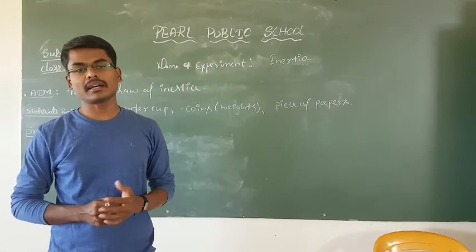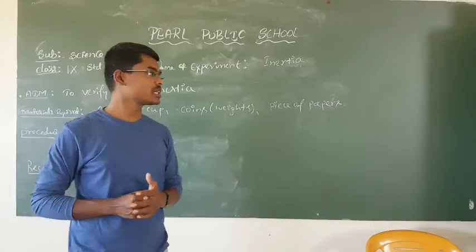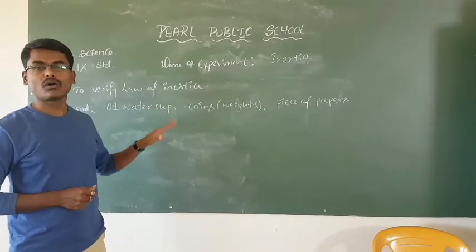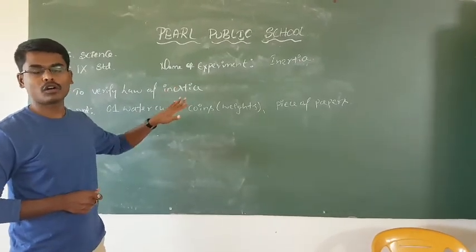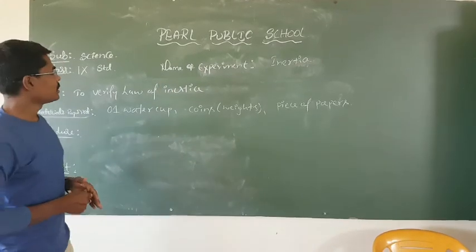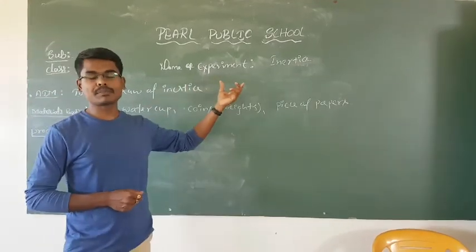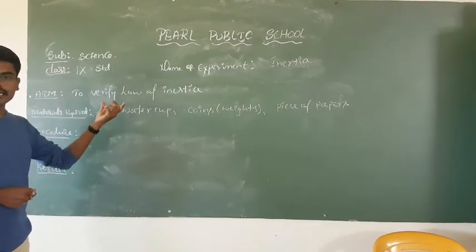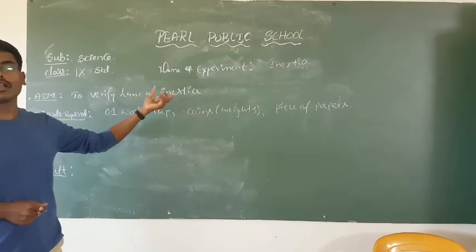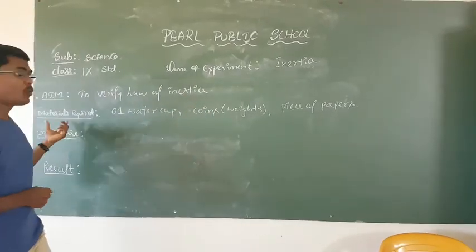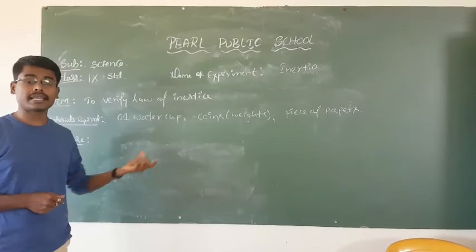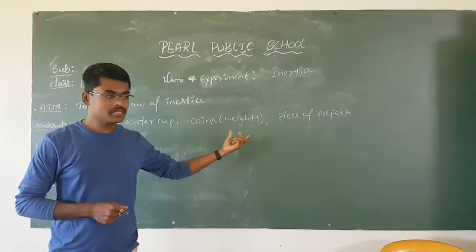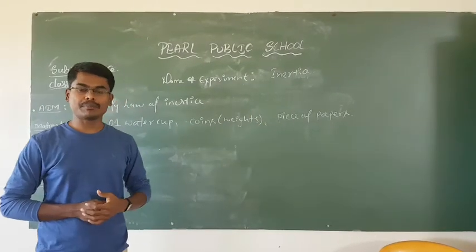Now I am going to conduct an experiment in your 9th standard science subject, that is inertia. These are the things I have written on this board to follow to conduct an experiment. The name of the experiment is inertia. The aim of this experiment is to verify the law of inertia. The materials required to conduct this experiment are a water cup, the weights, as well as a piece of paper.